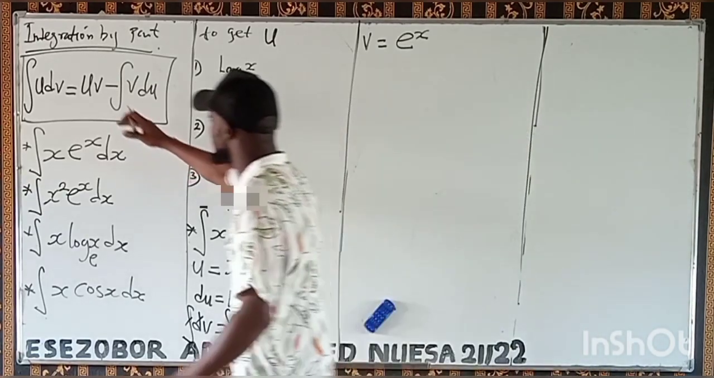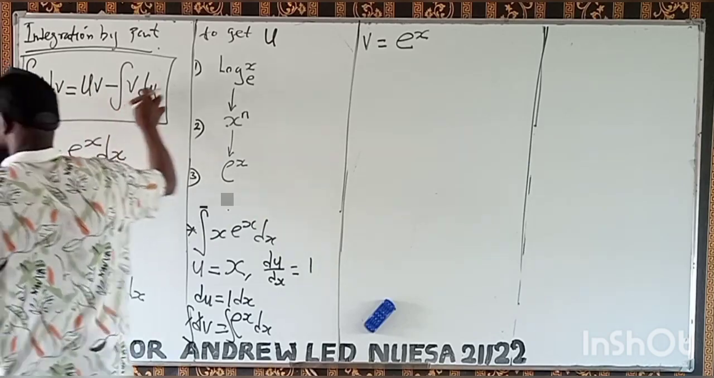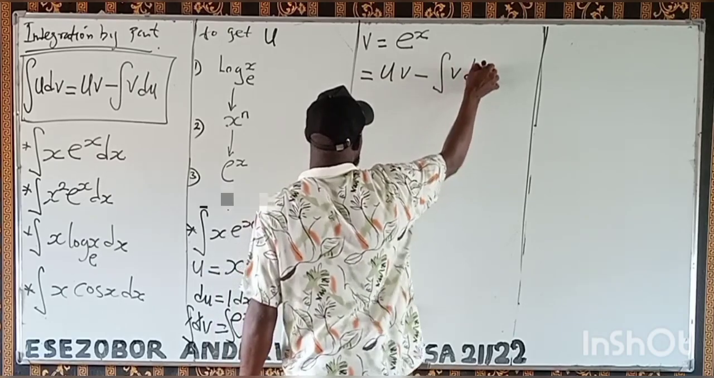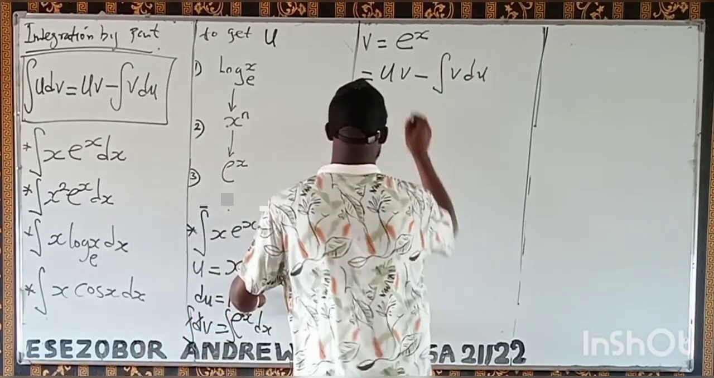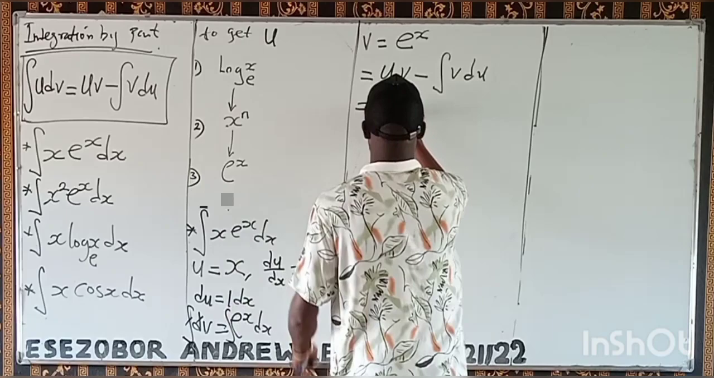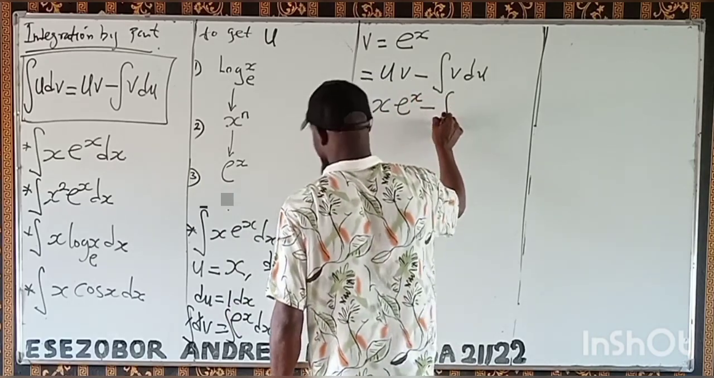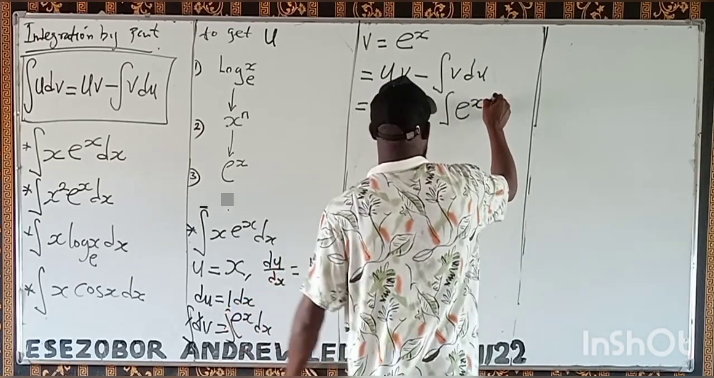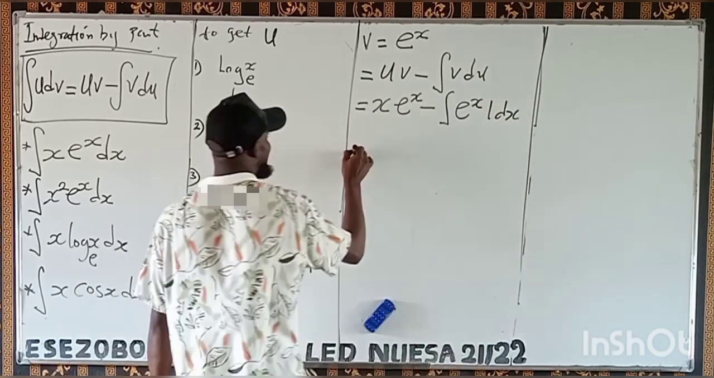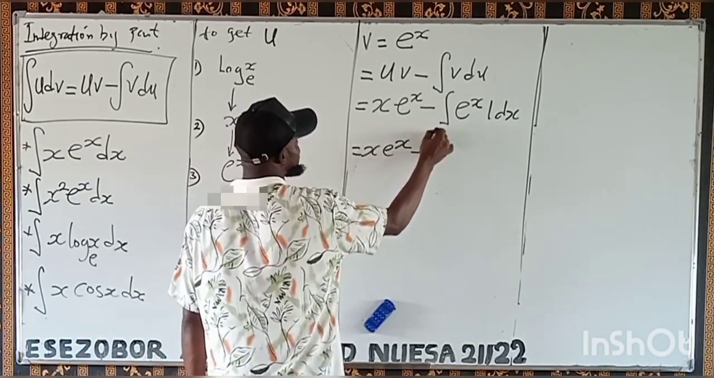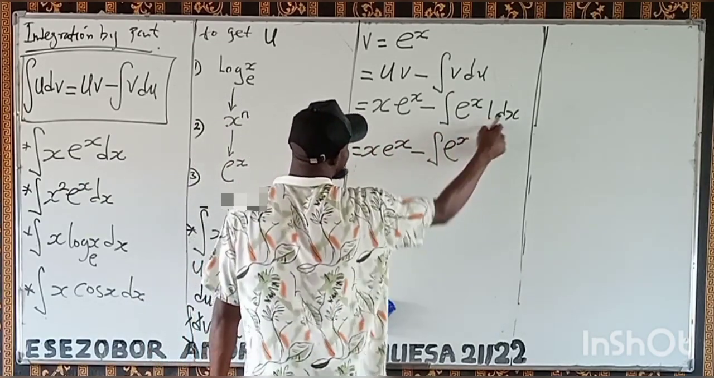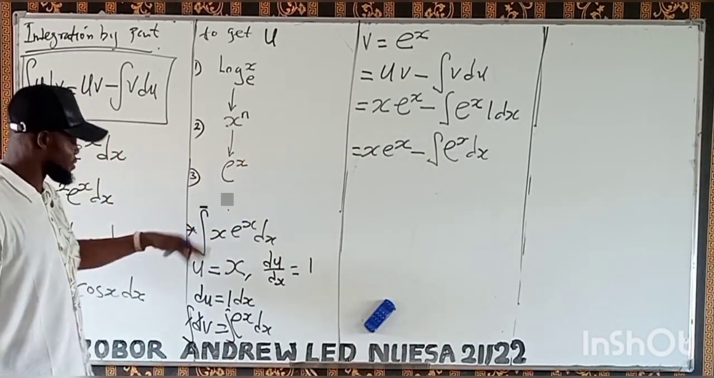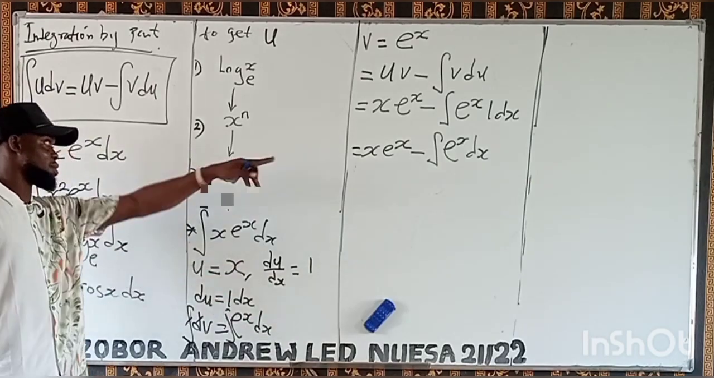So next thing, go to this formula and input everything here. So we're going to have uv minus integral v du. So what is u? Our u was x. We have x. What is v? V was exponential x, minus integral. What is v? Exponential x. What is du? du is 1 dx. The next thing we're going to have x exponential x minus integral of exponential x times dx. So after everything now, we have substituted our terms, and we are having this now.